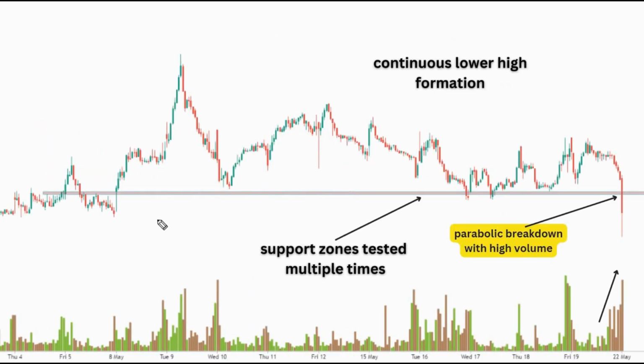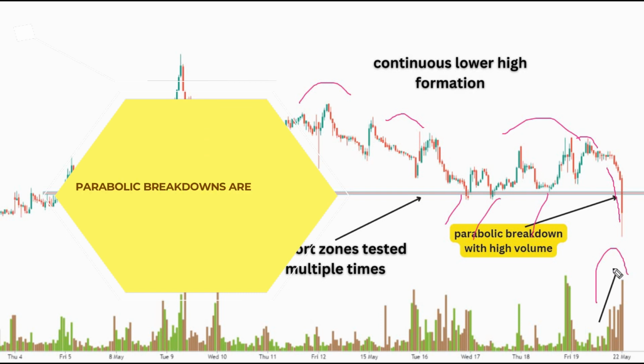Here again, what happened? The support zone was tested multiple times, and there is also a continuous lower high formation. Now again, what kind of breakdown is this? This is a parabolic breakdown. Although the volumes are very high, still we will not enter short at these areas.